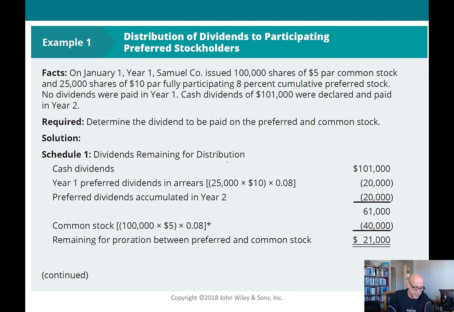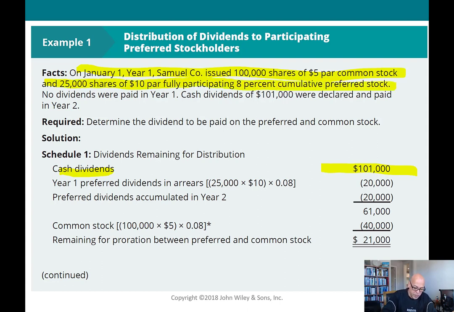Okay? So the company declares a cash dividend of $101,000. Now, our first job, January 1st, Samuel Company issued 100,000 shares of $5 par common stock, and 25,000 shares of $10 par fully participating 8% cumulative preferred stock.